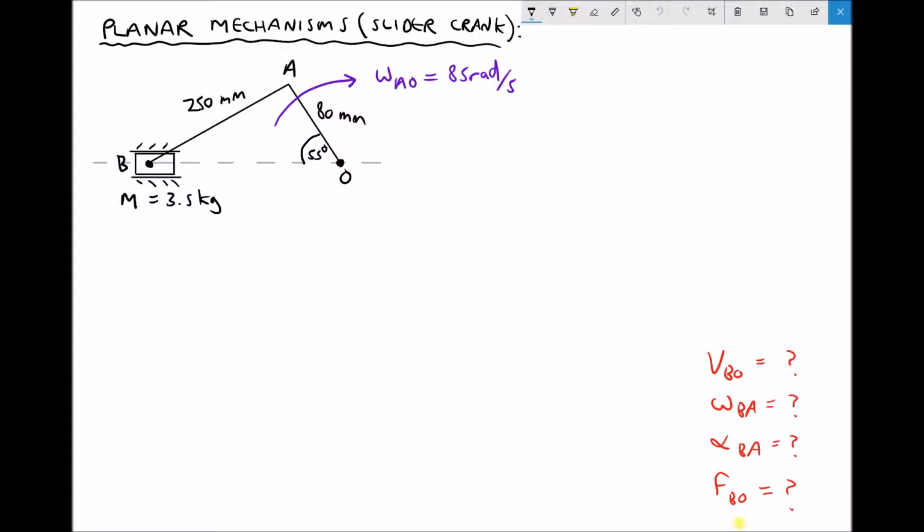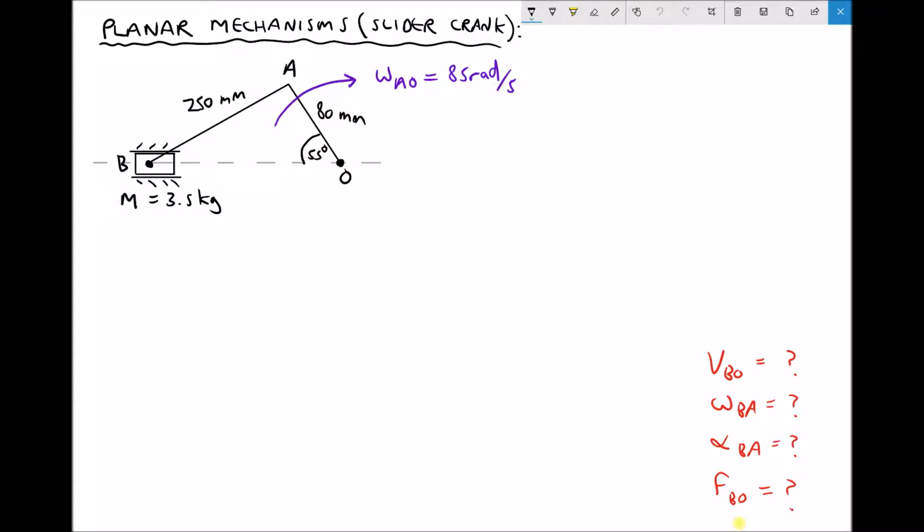So in the top left-hand corner, we have our geometry. Now please note the geometry is not drawn to scale, and it doesn't need to be because we're going to be using trig in order to determine unknown parameters. We have a crank OA of length 80 millimeters, and that's rotating clockwise with an angular velocity of 85 radians per second. We have a second linkage, AB, which connects the crank to the slider, and that has a length of 250 millimeters. And the slider is constrained, meaning it can only move in the horizontal direction, and the slider itself has a mass of 3.5 kilograms.